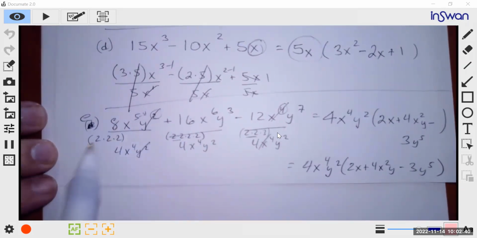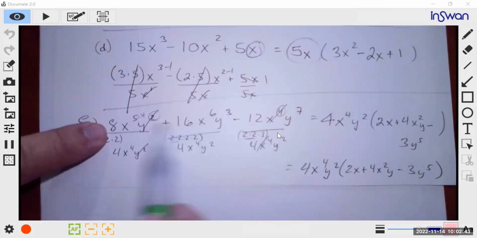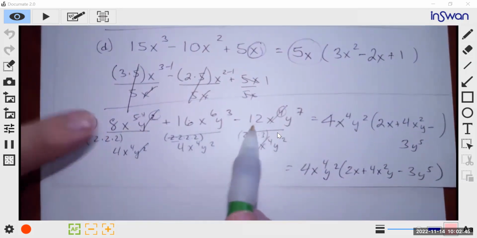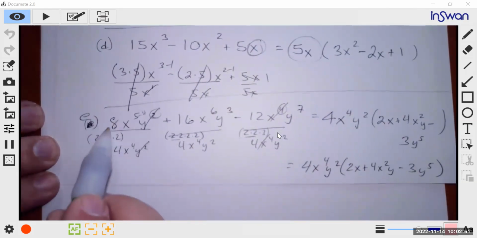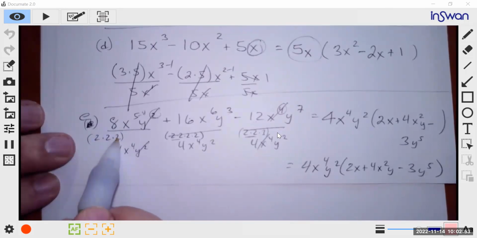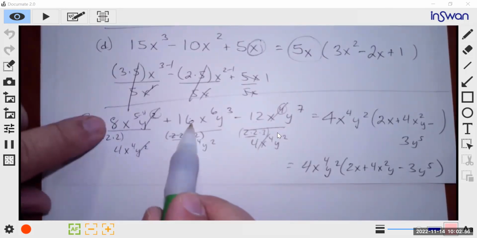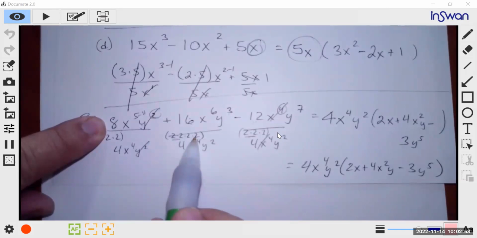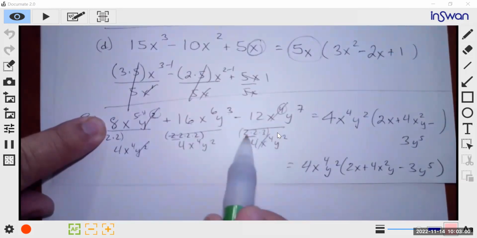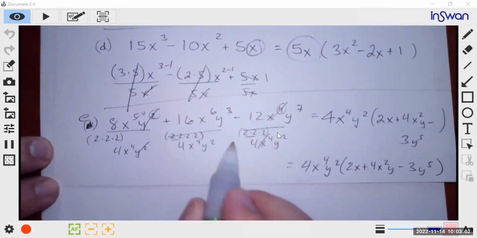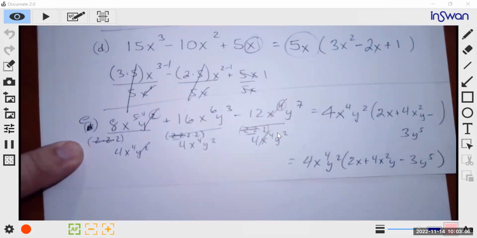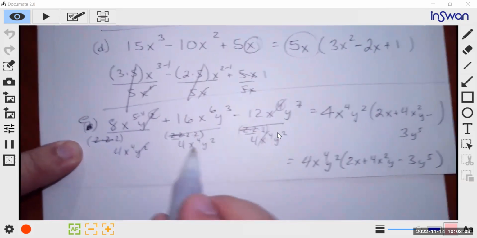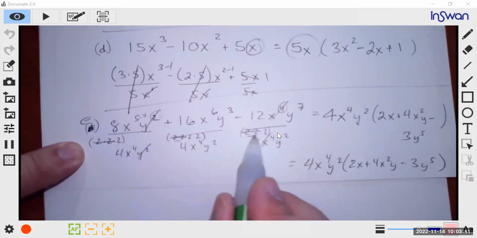So if you look at these 3 numbers, 8, 16, and 12, what's the largest number they all have in common? You said 2. I said, okay, let's see what 8 is made up of. 8 is 2 times 2 times 2. 16 is 8 times 2, so it's four 2s. 12 is 2 times 2 times 3. So they all have at least two 2s. 2 times 2 is 4. And that's it. So that's all they had in common.